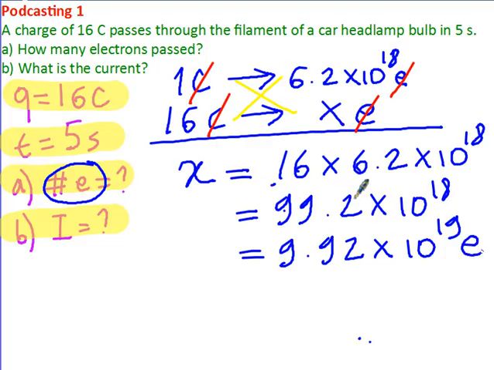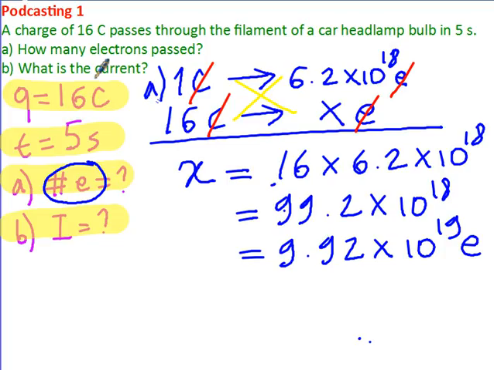Then I ask myself the question, does it make sense? As I can see, the number of electrons is more than the number of electrons for 1 coulomb, which makes sense because 16 coulombs is more than 1 coulomb. So this is crucial: whenever you get your answer, before you write it down in the little box provided for each question, you ask yourself, alright, does it make sense? And in this case, it does. So it looks like I came up with the answer for A.